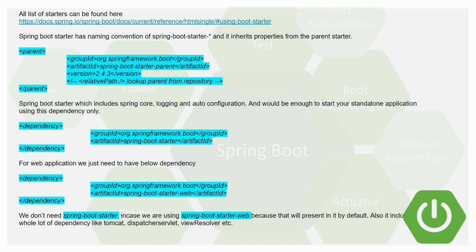So spring-boot-starter, which includes Spring Core, logging, and auto configuration, would be enough to start your standalone application using this dependency only. So this dependency, spring-boot-starter, is more than enough to start your Spring Core application. For a web application, we just need to have the below dependency: spring-boot-starter-web. This is the starter which you need for web application development. In this starter, spring-boot-starter, which is the core starter, is already included. So you need not include it explicitly.